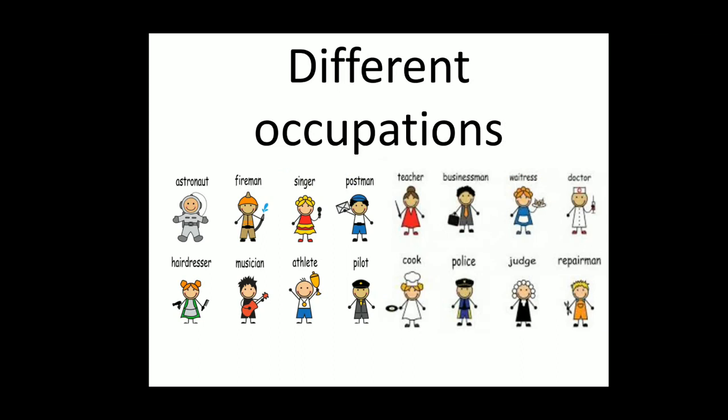Here are some examples of occupations followed in our society. In this slide, you can see different occupations such as astronauts, fireman, singer, postman, teacher, businessman, etc. They have their own specific works. For example, astronauts are trained pilots working in space. Singer sings and entertains people.